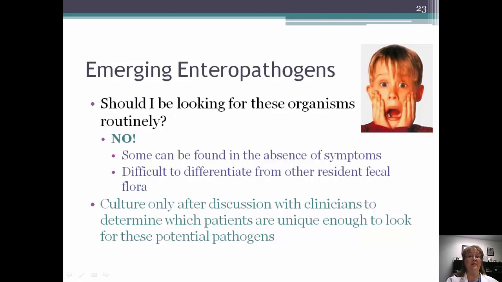So then the big question comes, should I be looking for these organisms routinely? And the answer is no. We do know that you can find some of these organisms in stool in the absence of symptoms. And as you can imagine, it's going to be difficult to differentiate a lot of these organisms from the resident fecal flora. So if you are either asked to culture or want to culture these organisms, again, it should only be after discussion with your clinicians to determine which patients are unique enough to warrant this specialized testing.